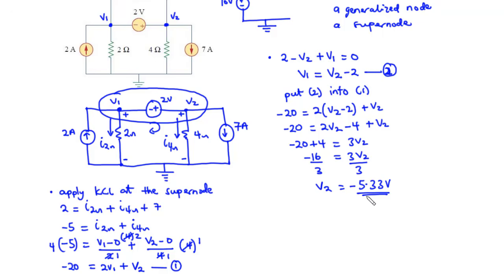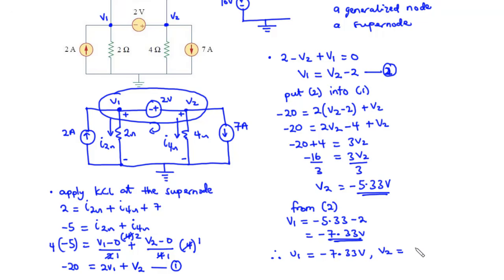Now let's put V2 into equation 2. So from equation 2, we have V1 to be equal to V2, which is negative 5.33 minus 2, and that is equal to negative 7.33 volts. So therefore, we have V1 to be equal to negative 7.33, and then we have V2 to be equal to negative 5.33 volts. So now let's move on as we solve the next example.